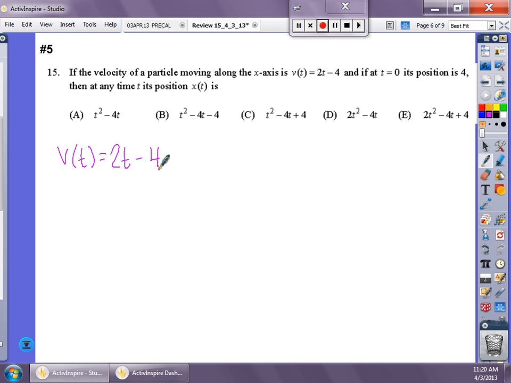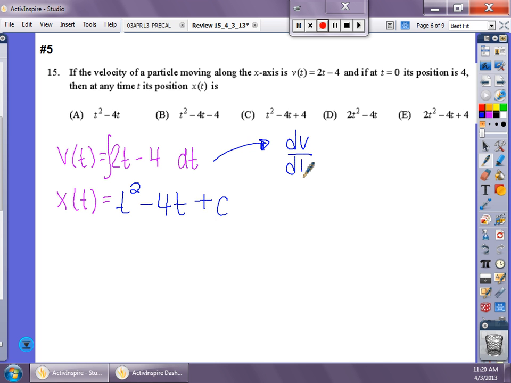I'm not going to do a separable. I'm not going to show that kind of step, but I know that if I want to find the position, I would need to integrate. So because I need to integrate this, you end up with t squared minus 4t and then the plus c. If you want to turn it into a separable function, you would do a dv over dt equals 2t minus 4, and then multiply dt to the other side. Same as what we did before.